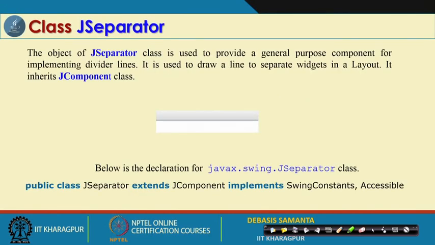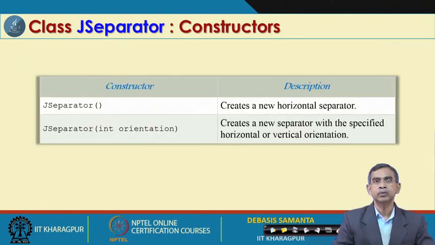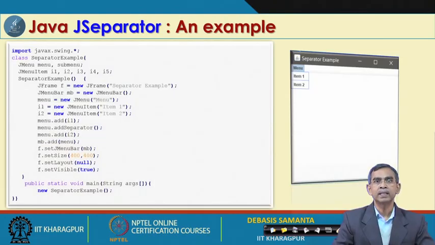The first component is JSeparator. JSeparator is a new one which was not there in AWT. As shown here, it looks like a separator in the sense that it will divide the display area into two parts with different shadings, and it has two constructors and two methods.